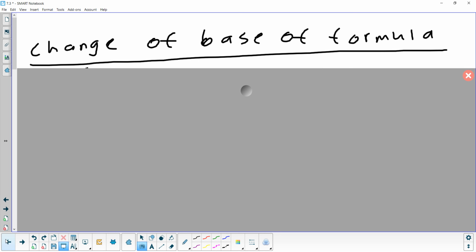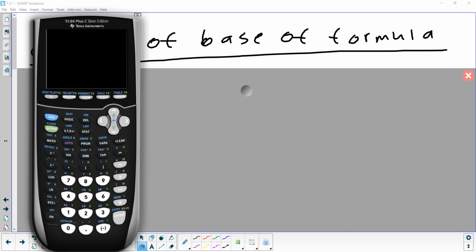There's only 2 bases that we can do on the calculator. The calculator only has 2 buttons. Does anybody remember one of the bases we can do on the calculator? Yeah? We can do base 10 by pressing the button next to the 7 that says log. What's the other base that the calculator can do? Yep. E. And we can do that by pressing the LN button right by the 4. Other than base 10 and base E, there is no button directly for doing any other base. Doesn't mean you can't type it in. There's just no button for it.